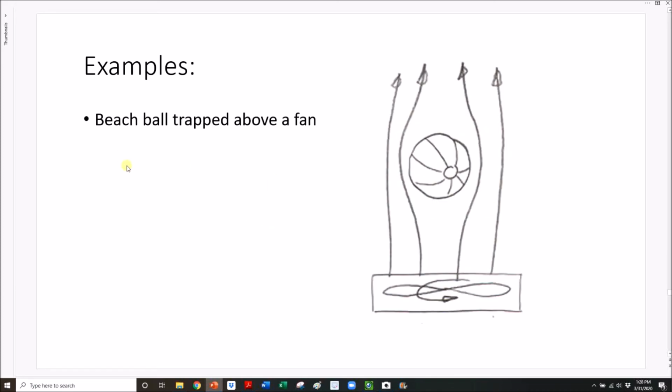If you've ever gone to a department store or something where they have a beach ball above a fan, and it just stays in this flow, because when the beach ball tries to move outward, it has fast-moving air over here, slow-moving air over here, so the higher pressure pushes it back into the flow. You can do this with, say, a ping pong ball and a faucet. Tape a ping pong ball to the end of a thread, and then turn the faucet on, and then if you swing the ping pong ball over into the flowing water, it will get trapped in the flowing water, and you have to pull it out.